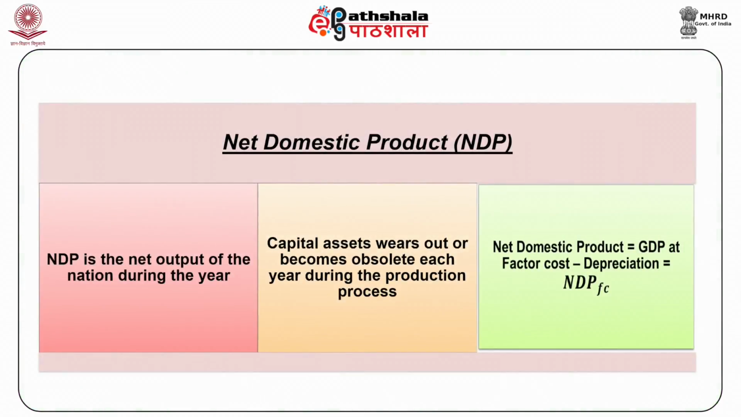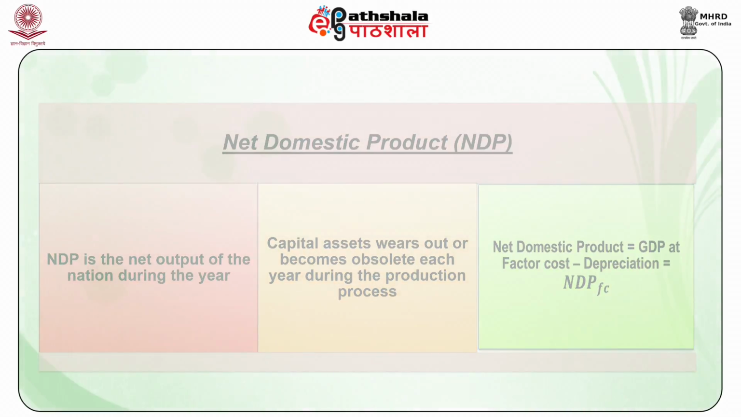NDP is the new output of the nation during the year. Capital assets wear out or become obsolete each year during the production process. Thus, net domestic product is equal to GDP at factor cost minus depreciation, which is equal to NDP at FC.